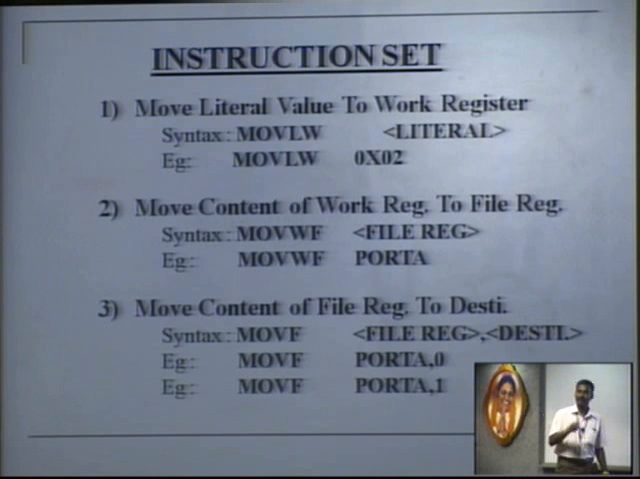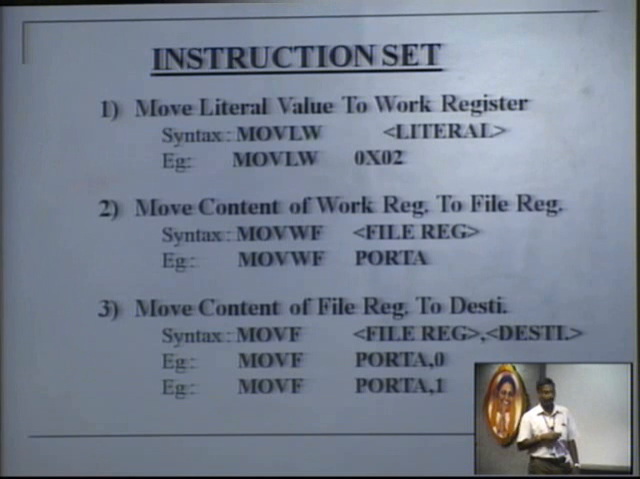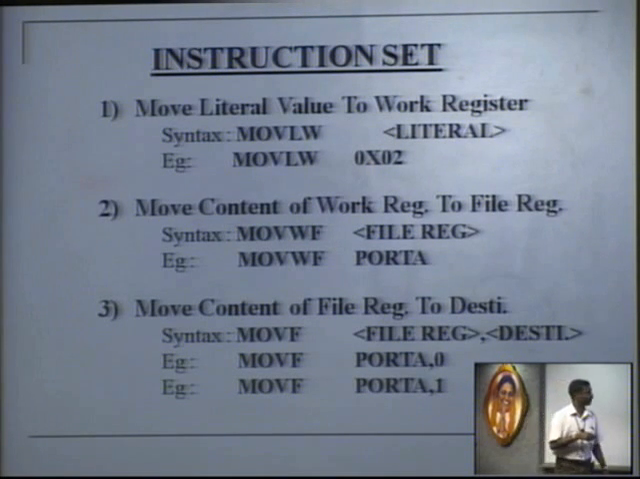Sometimes I need to move the content of W to some other register. For that you are using MOVWF. MOVWF means move content of W to file register, left to right. So now what is the content of W? Now the content of W is 0x02.